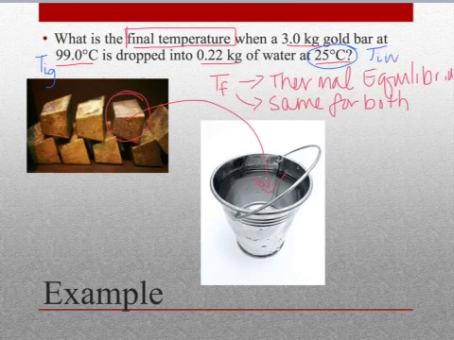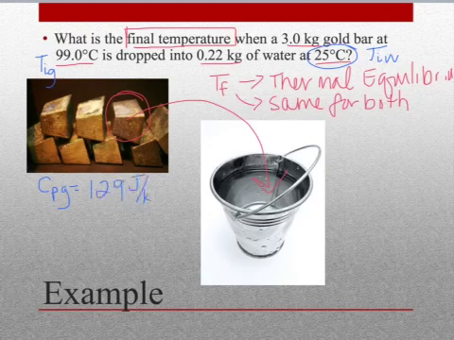Then if you remember, we also need to know the specific heat capacity. So the specific heat capacity of gold, you'll always be given that information if you need it and you aren't trying to solve for it. So in this case, the specific heat capacity of gold is 129 joules per kilogram degree Celsius. And we remember from before that the specific heat capacity of water is 4,186 joules per kilogram degree Celsius.